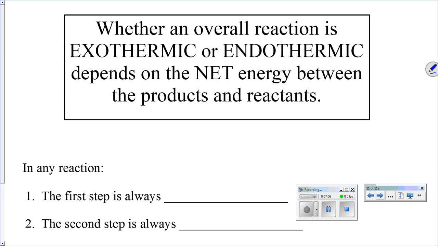So remember, whether the overall reaction is going to be exo or endothermic is going to depend on net changes in energy. In every single reaction, the first step is always endo. We always have to break initial bonds. The second step is always going to be exothermic. It just depends which one of those is larger, whether the overall reaction will be considered exo or endothermic.